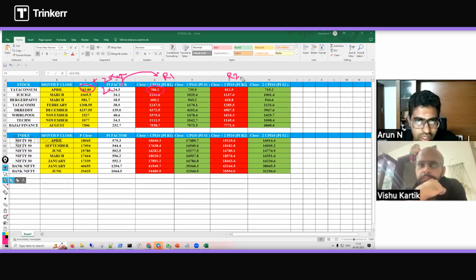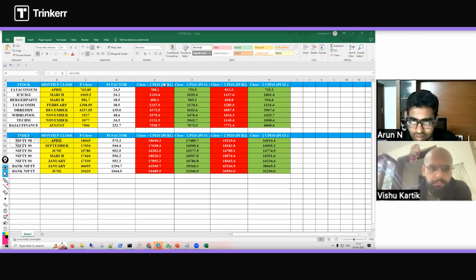Any queries on how these numbers are calculated, like how we calculated pi R1, S1, R2, S2? If any explanation is needed, let me brief again, because this is the heart of pi. Only if you understand this part can we see how to practically apply this.